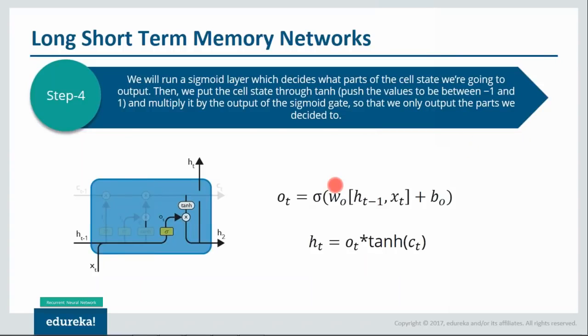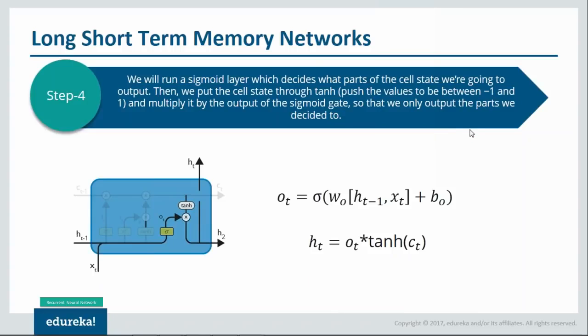All right. Now I'll take the example of that language model again. Since it just saw a subject, it might want to output information relevant to a verb, in case that's what is coming next. For example, it might output whether the subject is singular or plural, so that we know what form a verb should be conjugated into. All right, and you can see from the equations as well. Again, we have a sigmoid function. Then whatever output we get from there, we multiply it with tanh(Ct) to get the new output.